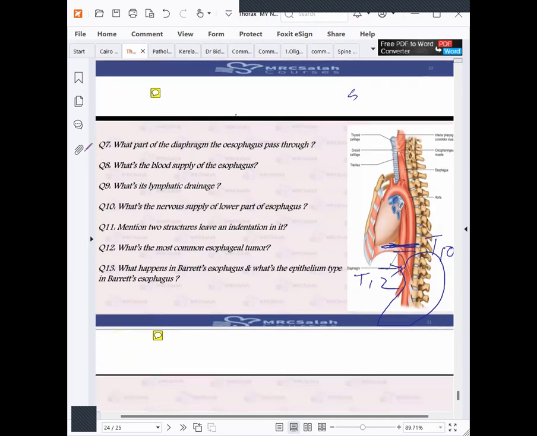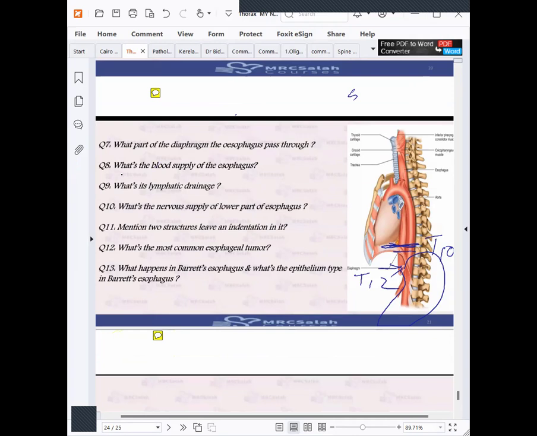Now, what are the parts of the diaphragm? Which part of the diaphragm does the esophagus pass through? Left crus. Are you sure? It should be, sorry, right crus. Yes, it is right. Right crus of the diaphragm.